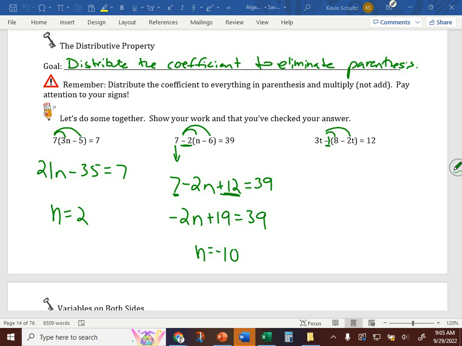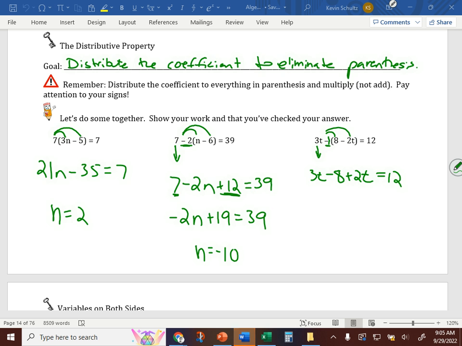The 3t comes down. We'll deal with that later. Negative 1 times 8 is a negative 8. And negative 1 times a negative 2t is a positive 2t. Basically, putting in a negative 1 just changes the sign of everything. 8 becomes negative, negative 2t becomes positive. And the 12 is unaffected because it's not inside our parentheses.